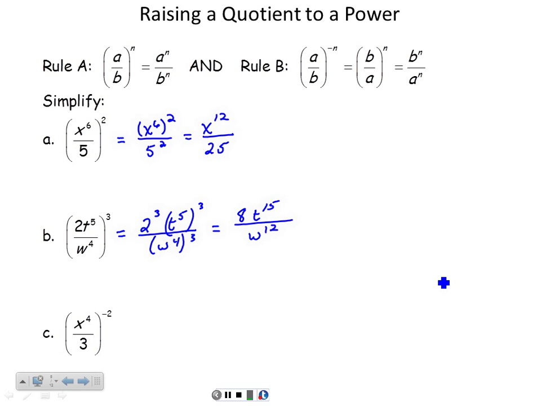Now, letter C is what I was talking about. Since I have a quotient raised to a negative exponent, what I'm going to do is flip the inside. Everything on the inside stayed exactly the same. I just flipped it and raised it to a positive 2. And now I use my quotient rule, so I have 3 to the 2nd power over x to the 4th to the 2nd power. And so 3 squared is 9. X to the 4th squared is going to be x to the 8th.